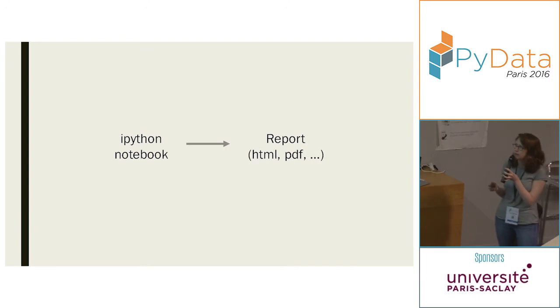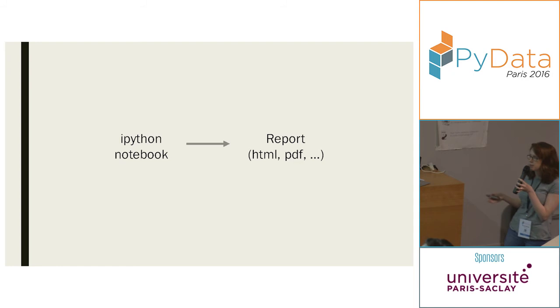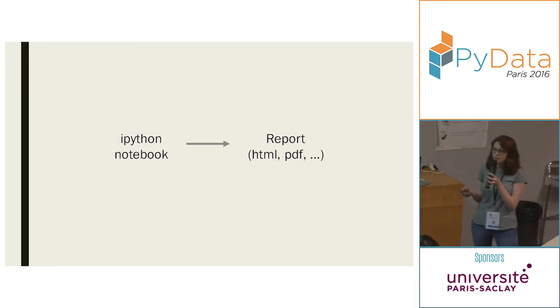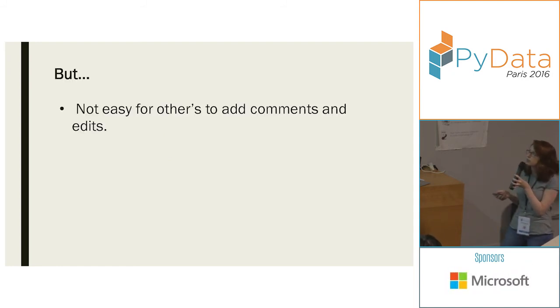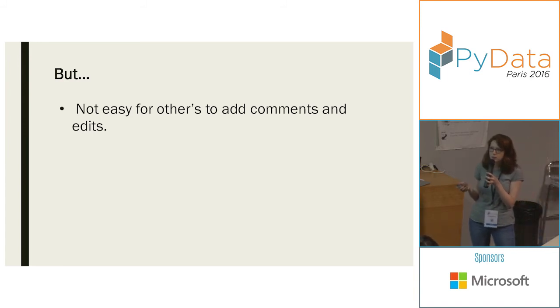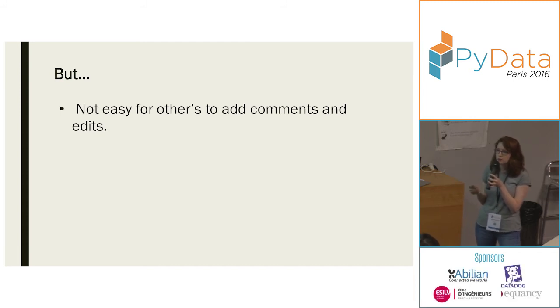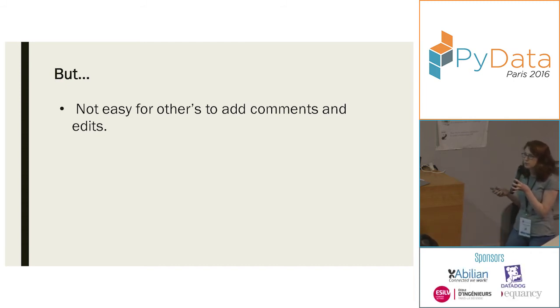So where are we at now? We have a notebook, and I've created a report, either an HTML report, might be interactive, or a PDF. So this is great, but it's not easy for others to add comments or edits. So really what I want is a report in Google Docs, because then people can add comments, and also Google Docs is a great place for me to share reports within my company.